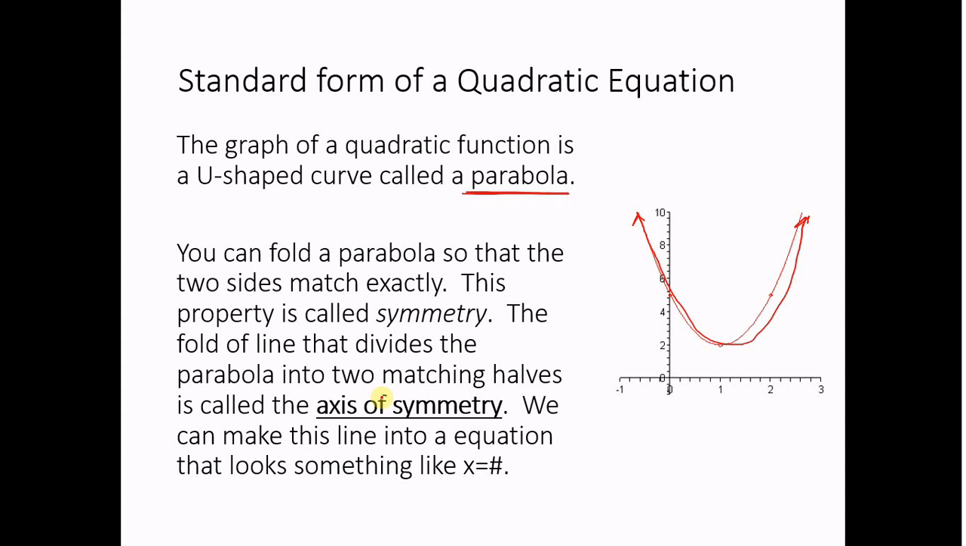This is called symmetry. You guys have seen symmetry in life before. The human body, they say, is actually symmetric. The fold line that divides the parabola into two matching halves is called the axis of symmetry. If I draw my axis of symmetry, notice how it's right here, and it cuts it perfectly in half. You can actually make an equation of an axis of symmetry. That's going to be x equals the number it cuts through on the x-axis. It cuts through 1, so that would be the equation of my axis of symmetry.